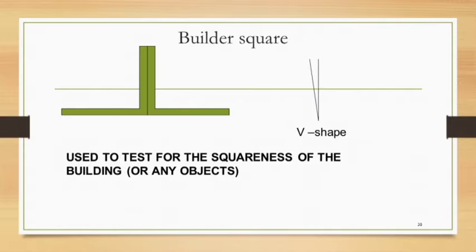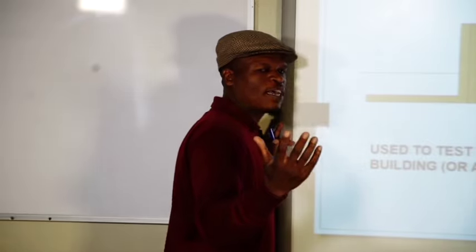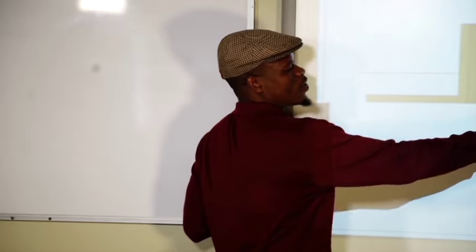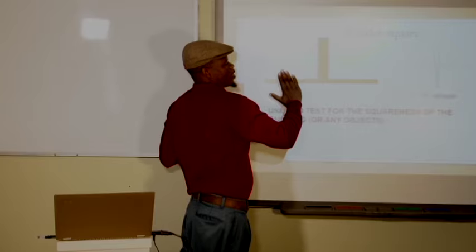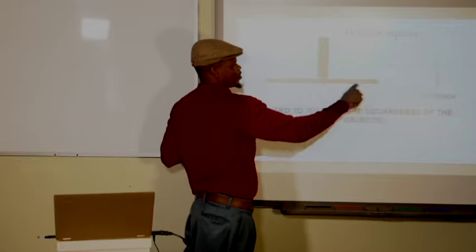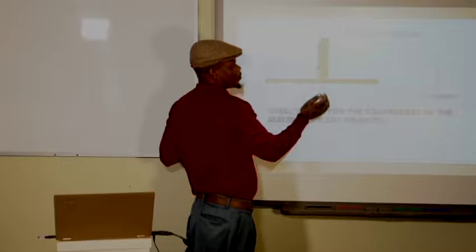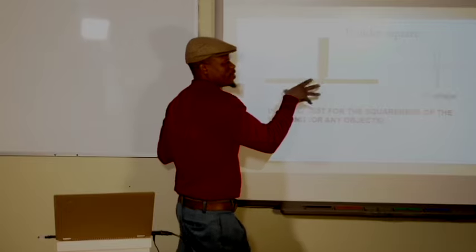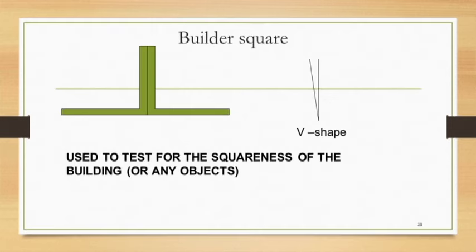And then you must also know how to check for the accuracy before you buy the builder square. So you take the builder square, you put it on a flat surface, you draw a horizontal line and a vertical line, and then you flip it on the other side and repeat the same process. If the lines correspond with each other, it means that instrument is accurate. But if it gives you a little bit of a V shape, just know that instrument is not square.